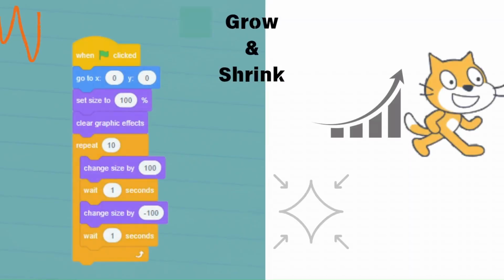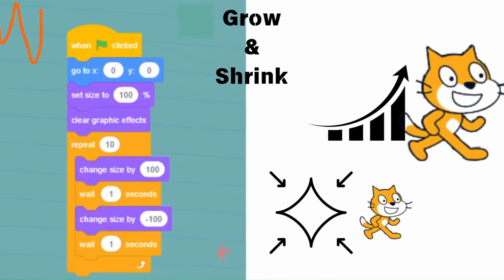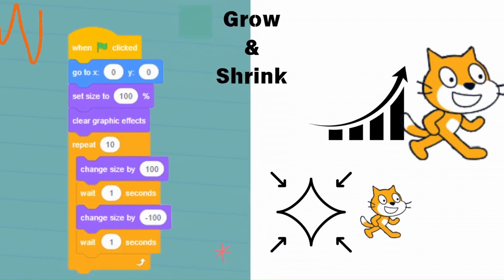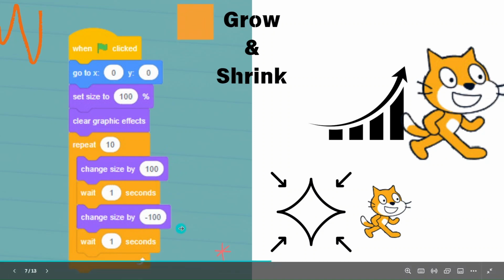Moving ahead, the very first one we are going to do here is grow and shrink. Yes, we can just increase the size of our sprite and then we can reduce it. So how we are going to do it? It's very easy. We will first set the coordinates and then we will set the size of our sprite as 100% so that we can change its size later on. After clearing all the graphic effects, we will repeat a process. What? That first we will increase the size in positive direction, we will make it 100, then we will wait for a second and then we will reduce the size in our negative direction.